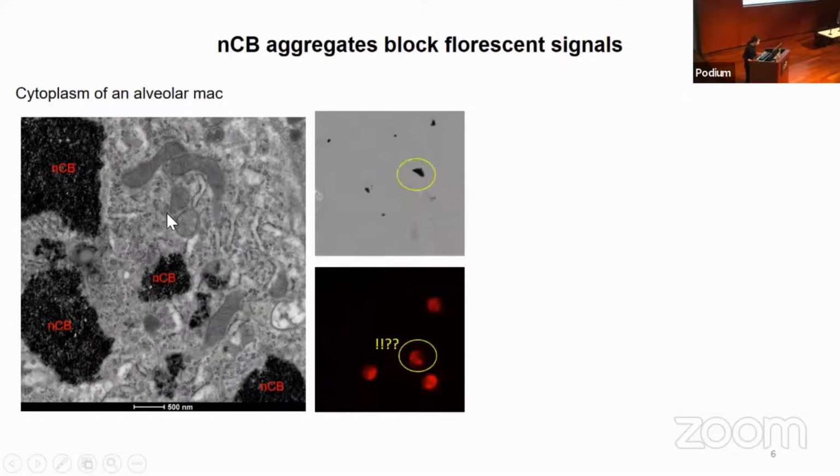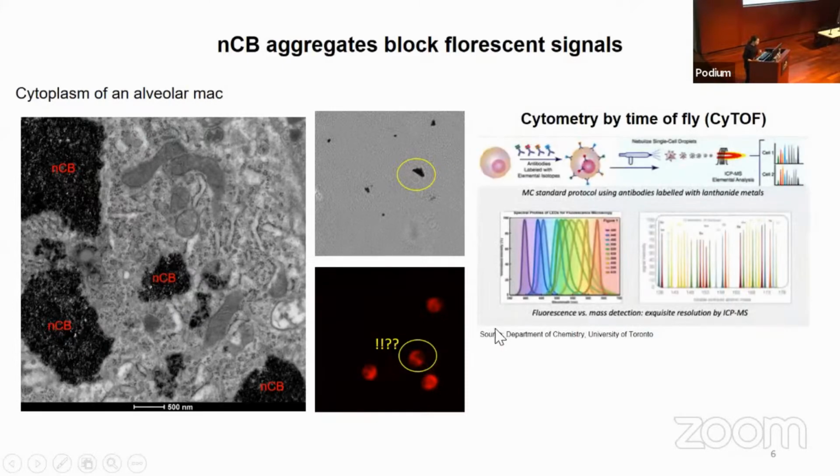So we cannot use regular, fluorescent-based flow cytometry to measure the signal, because it basically just blocks the signal, as shown right here. Alternatively, we use cytometry by time of flight, or mass cytometry, to detect the signal. Different from the conventional one, mass cytometry uses elemental conjugated antibodies to detect the signal. The good thing about this is we don't have to do compensation.